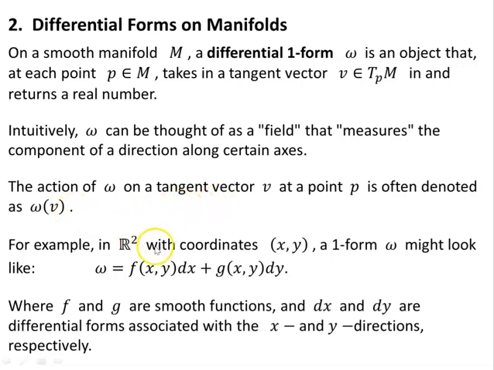So anyway, for example, in R2, with coordinates x, y, a one form omega might look like omega is f of x,y dx plus g of x,y dy, where f and g are smooth functions and dx and dy are differential forms associated with the x and y directions respectively. All right.